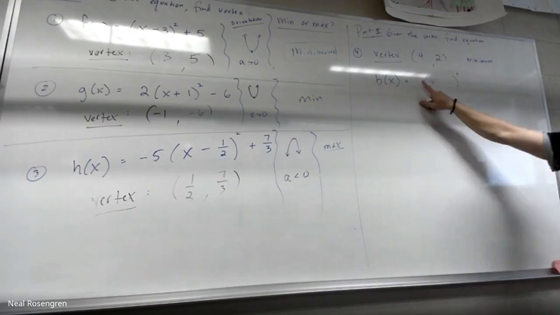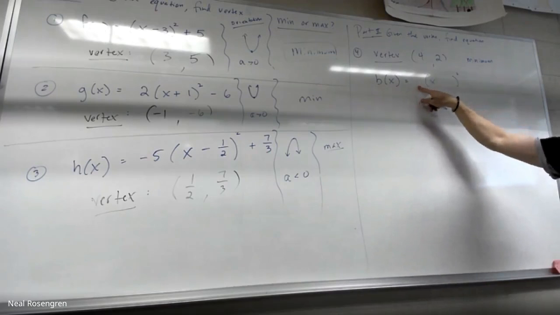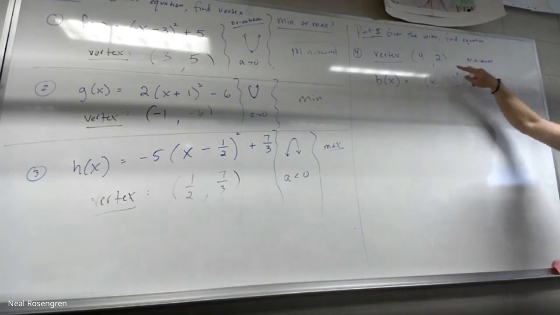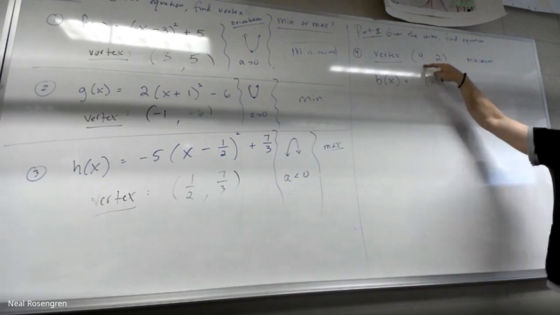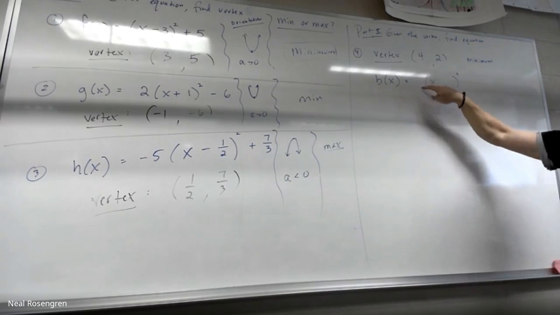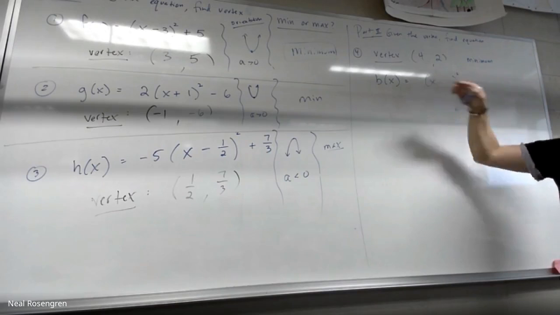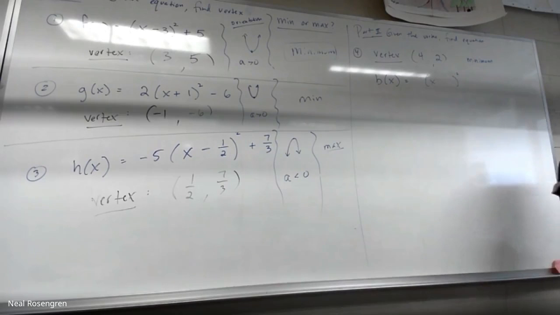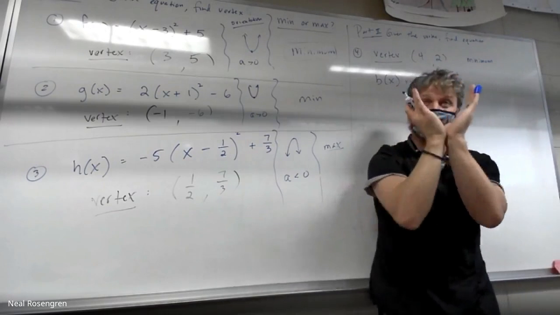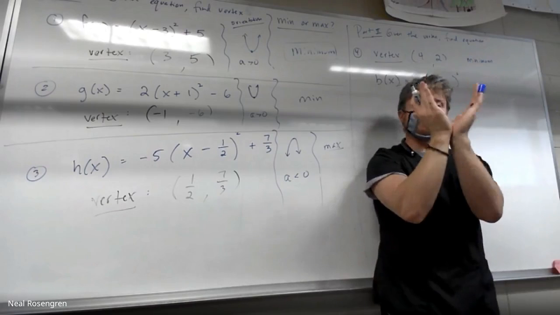All right, let's start with the number in front. That's first. That sounds good. If this is a minimum, what is the sign of A? Positive, right? Because it's got to open up. And if it opens up this way, God, I keep forgetting I'm on camera. If it opens up this way, it's just got to be positive, which means it's a minimum.